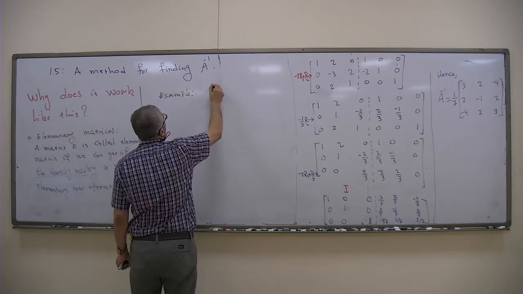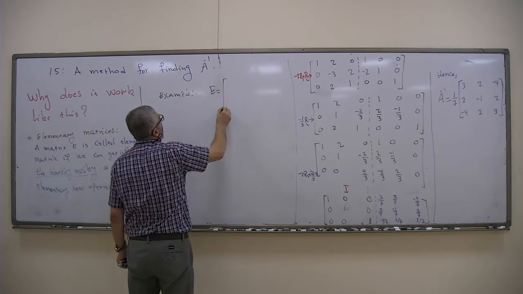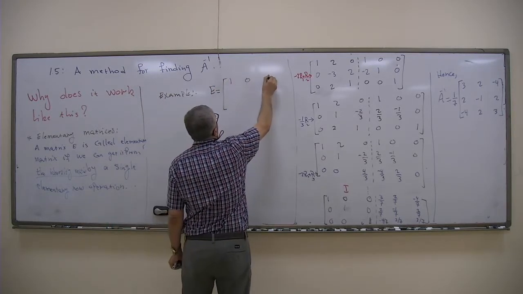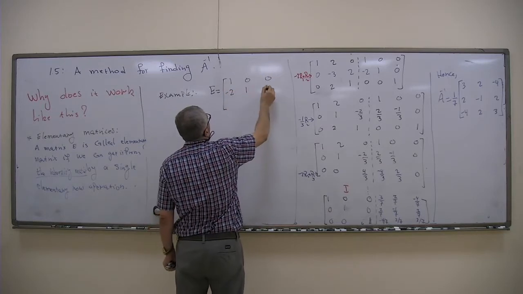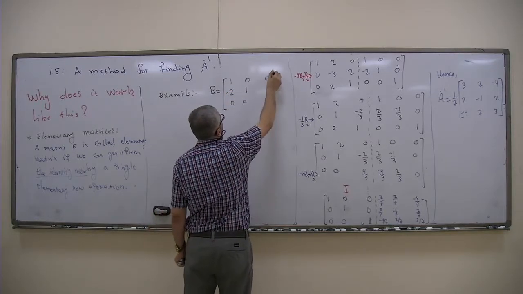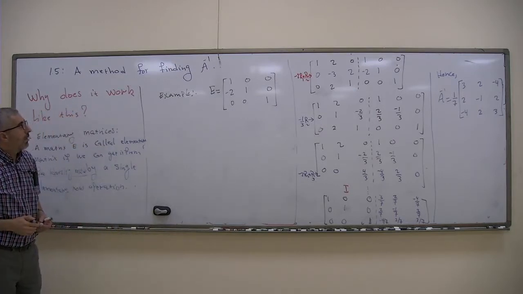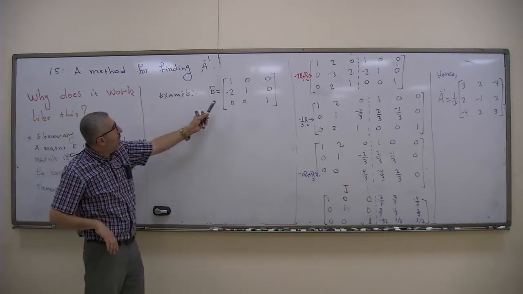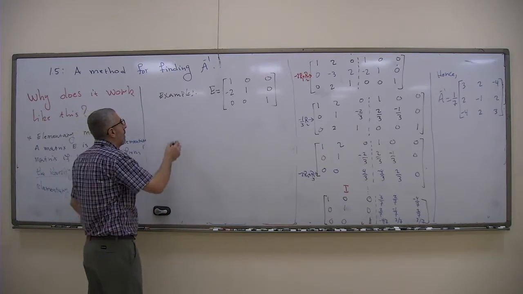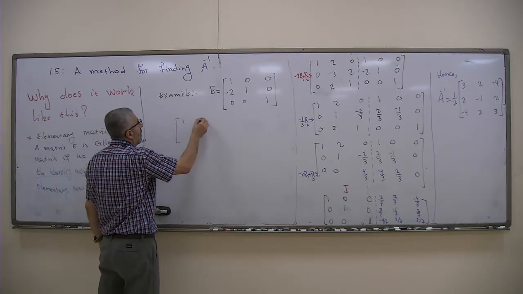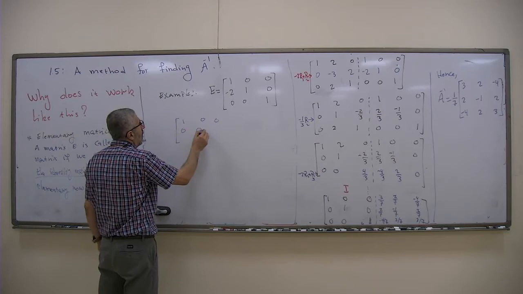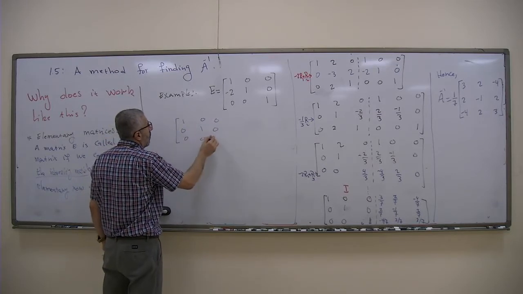E equals 1, 0, 0, negative 2, 1, 0, 0, 0, 1. This is an elementary matrix. Why? Because you can see, you get this from the identity. Here is the identity: 1, 0, 0, 0, 1, 0, 0, 0, 1.